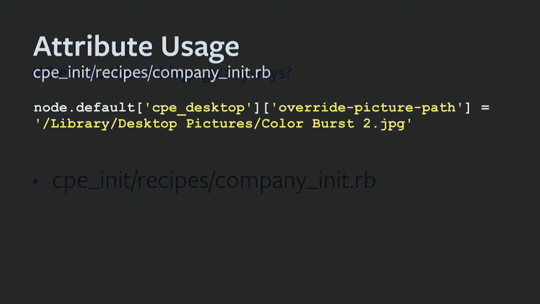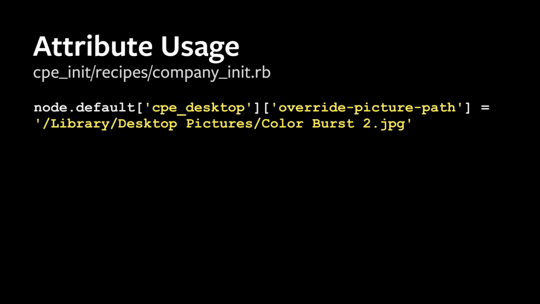So for instance, say you want to set the desktop wallpaper on your machine. You would go into CP init, recipes, company init, and then you would set the desktop override picture path to whatever picture you want. I'm just using a built-in one because it's something that comes with macOS, and you could just literally copy and paste this into our example and get the desired result.